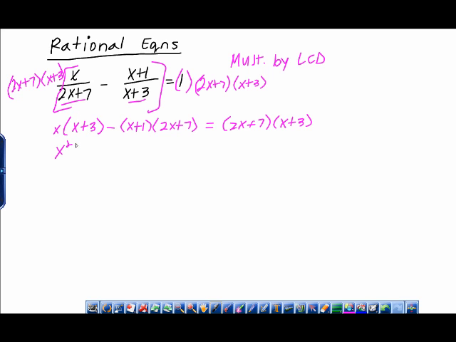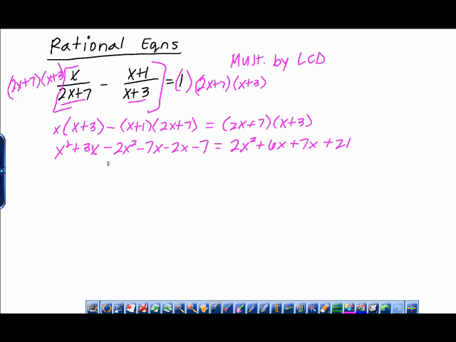So I have x squared plus 3x minus, now I'm going to go ahead and FOIL this and distribute the negative to each term. x times 2x, that's 2x squared. Outside would be 7x, but again, distributing the negative, so minus 7x. Inside would be 2x, distribute the negative. And then last would be 7, distribute the negative. Okay, over here I have 2x squared plus 6x plus 7x plus 21.